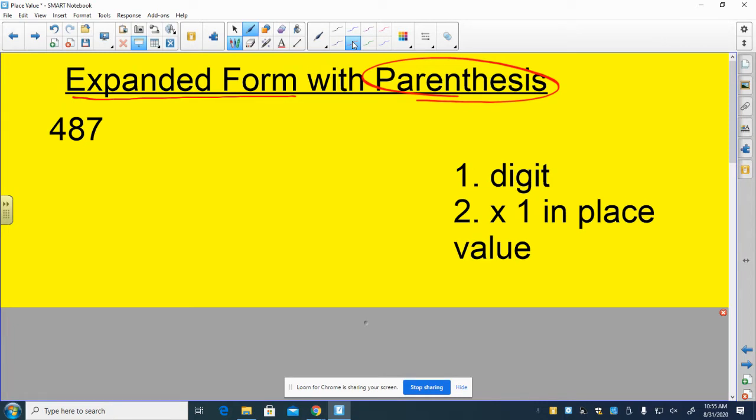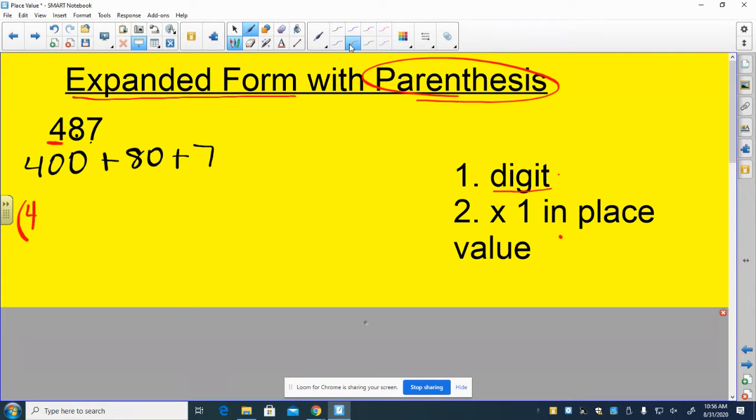So with regular expanded form, what you're used to seeing here is, 487 is 400 plus 80 plus 7. And that's expanded form without parentheses. In red, I'm going to show you what it would look like in parentheses. And the steps for that are right here. So the first thing you'll need is the digit. So I'm going to draw my first parentheses and I need the digit. Well, the first digit I see is a 4. And this expanded form just takes up a little bit more space.